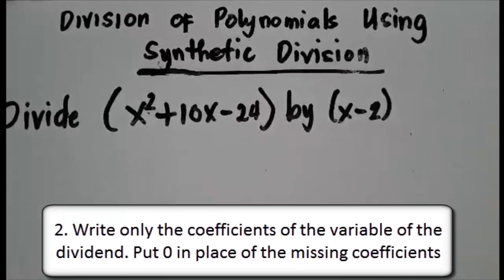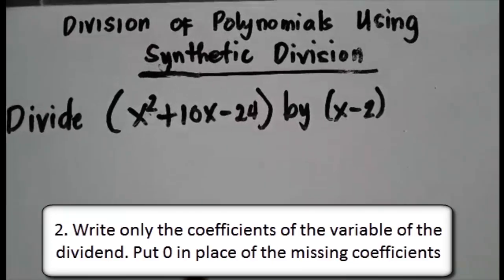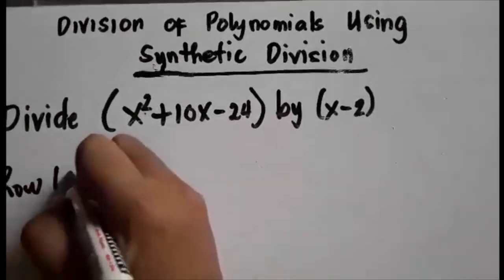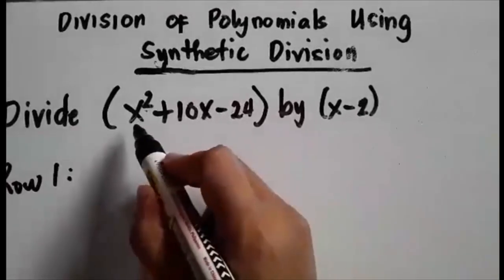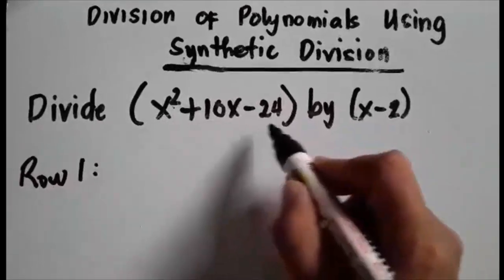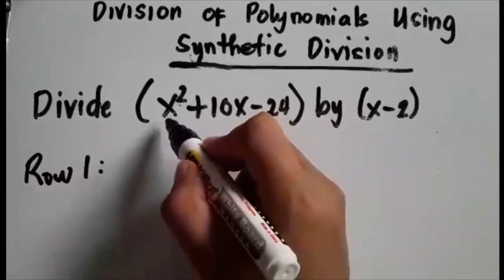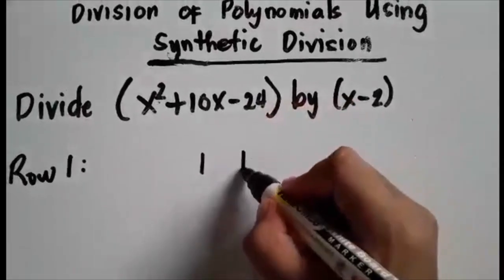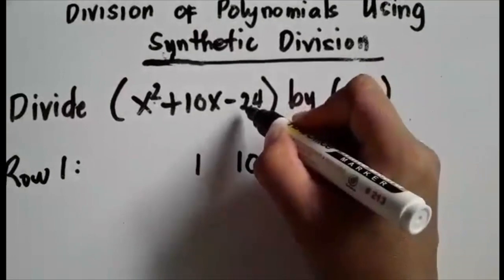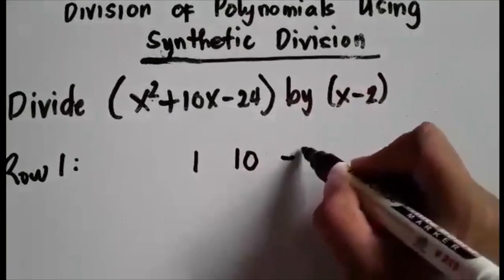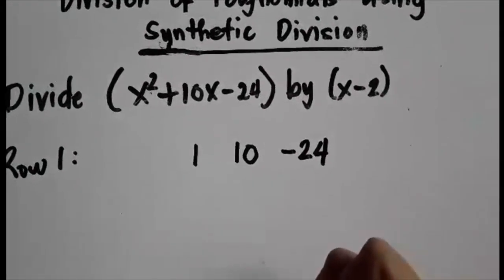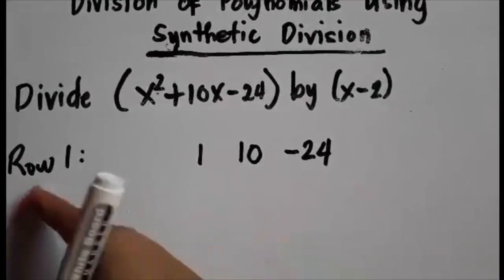So this is row 1. So for row 1, kunin daw natin ang numerical coefficients ng ating dividend. For x squared, so we have 1. For 10x, we have 10. And then for negative 24, so simply write negative 24 following the sign. So this serves as our row 1.